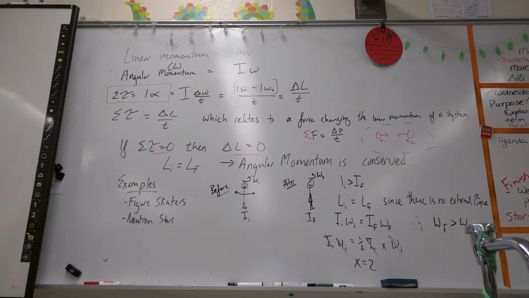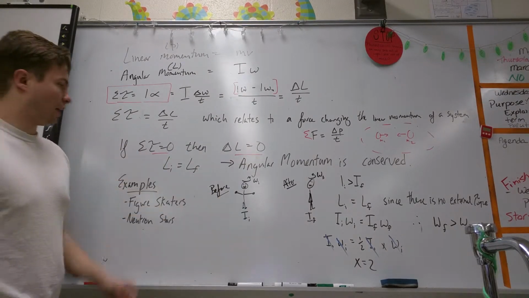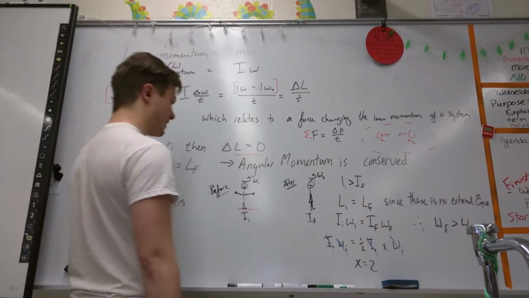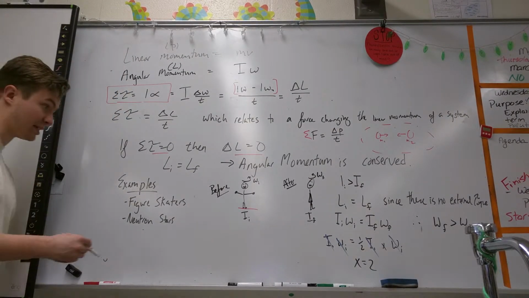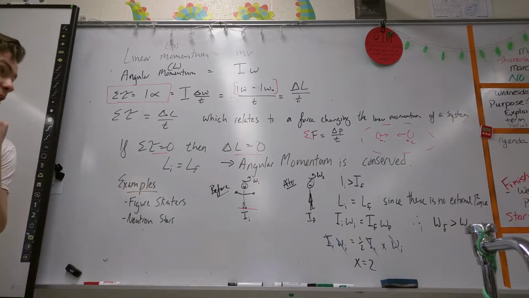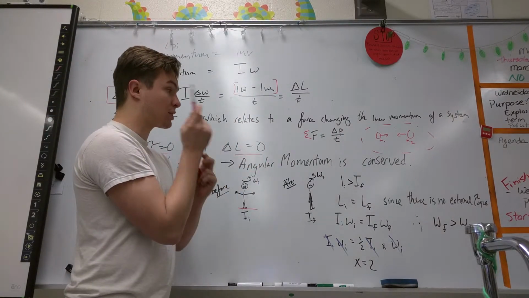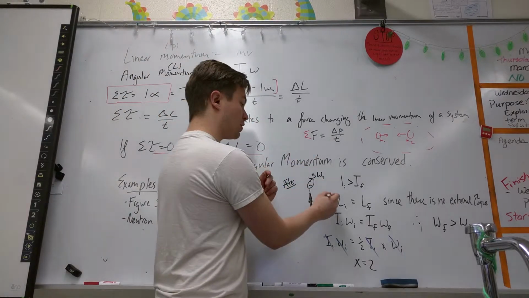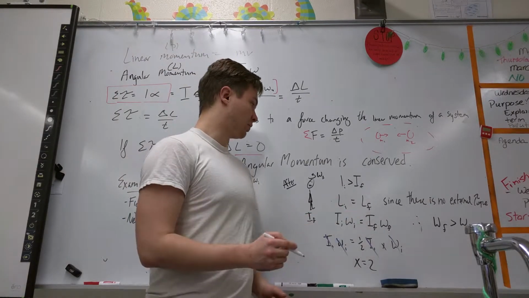So two examples here to prove this. We'll look at a figure skater and neutron stars. So here's my figure skater. They're on ice and they have their hands extended and they're making some twirl. So they have an angular velocity omega initial. Now if in that same twirl they pull their hands in, there's no torque happening on them. There's no external force. So the initial angular momentum must be the final angular momentum.